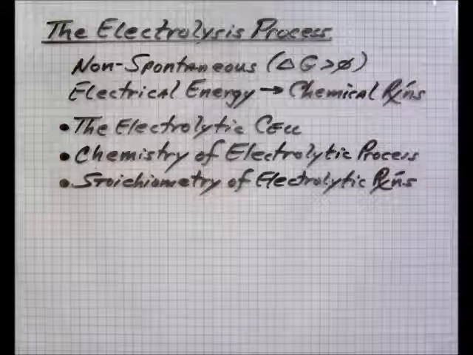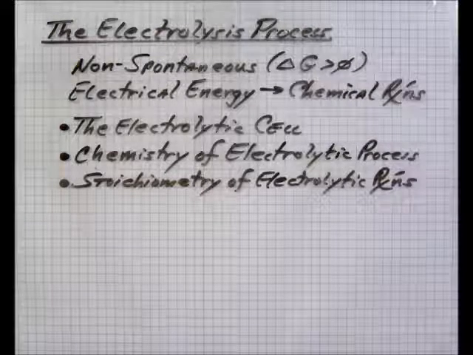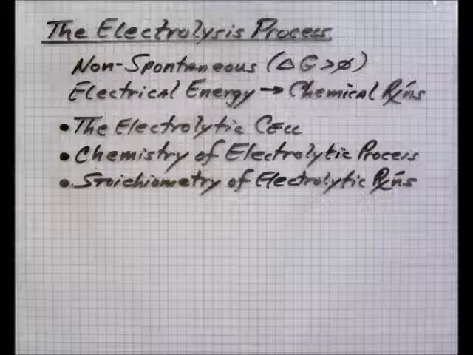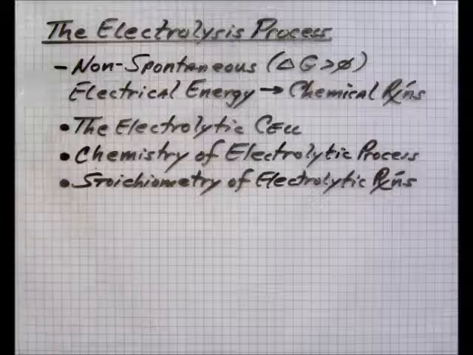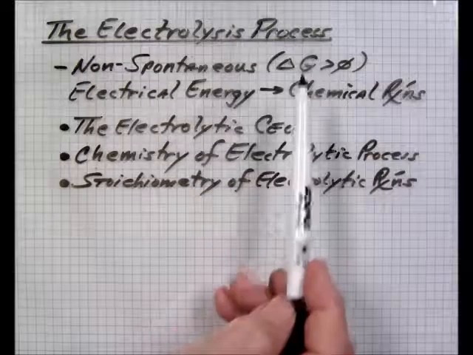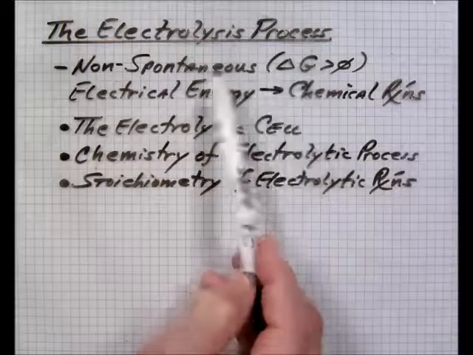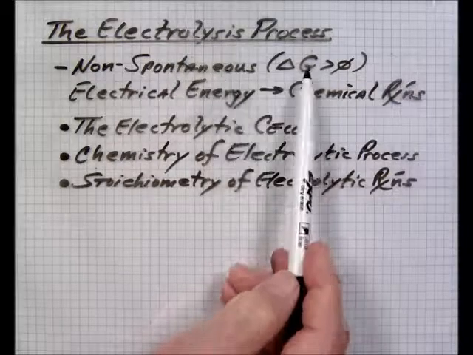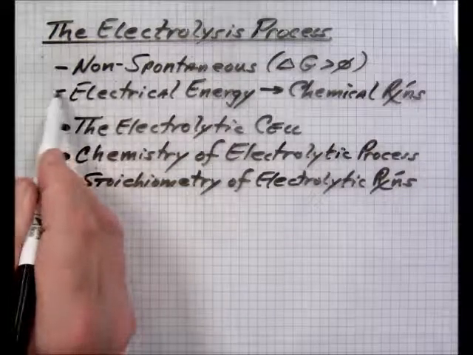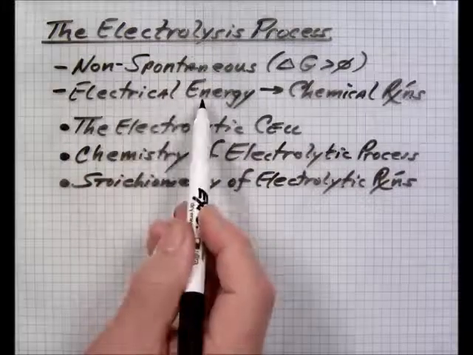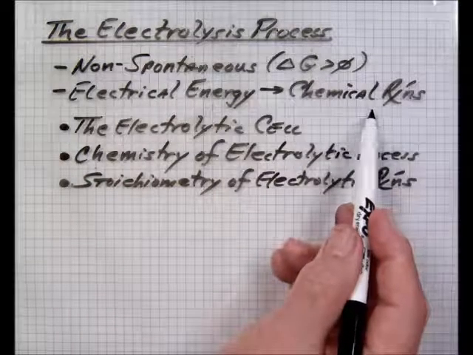Okay, now we want to turn to the electrolysis process, and we need to understand first that the electrolysis process is non-spontaneous. That is, the delta G of the process is greater than 0, indicating that it is non-spontaneous. And in this process we will be using electrical energy input to drive chemical reactions.